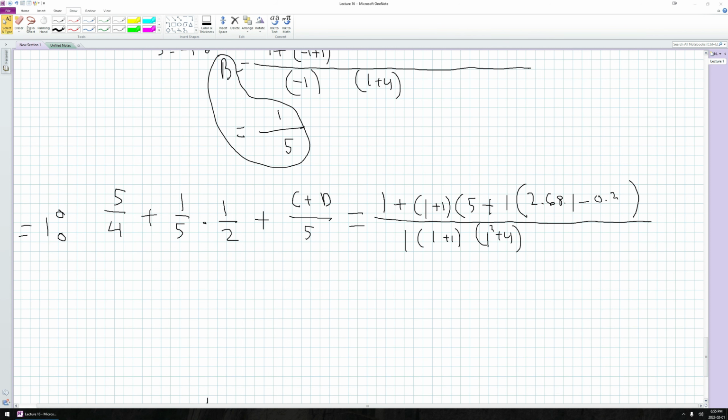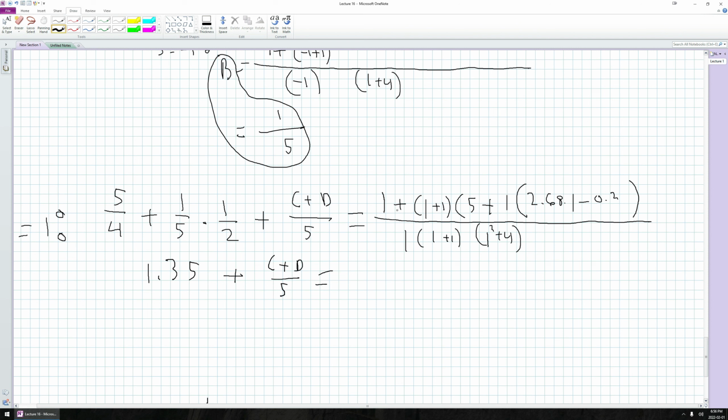Okay, so now I just need to add all this together to get an equation for C plus D. So let's just do this in a quick way here. If I take 5/4 plus 1/10, what would that be? Well, Mr. Paint's friend, Mr. Calculator, which you are allowed to use, tells me that that is just 1.35. Okay, so I have that plus the C plus D over 5. I might as well leave it as it is for now.